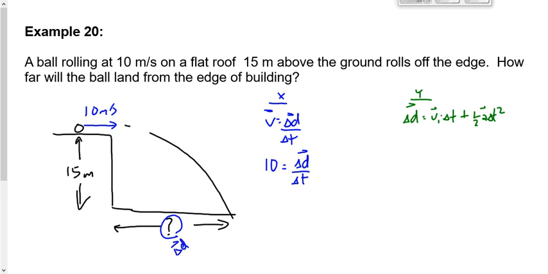Do we know what delta d is for the y component? 15, close. Negative 15, because it ends up below where it started, right? 15 down. Do we know what vi is for the y component? 0. That 10 meters per second was all x component.